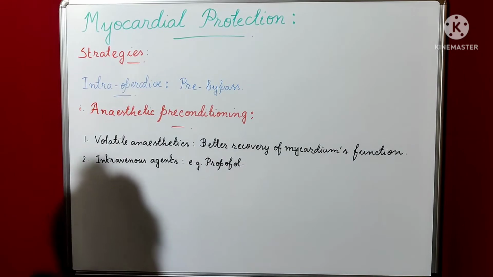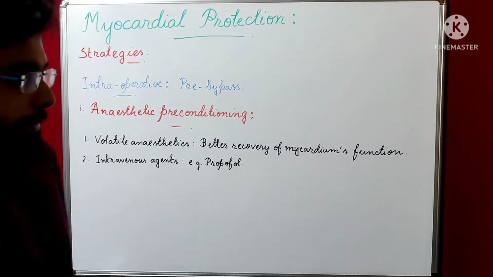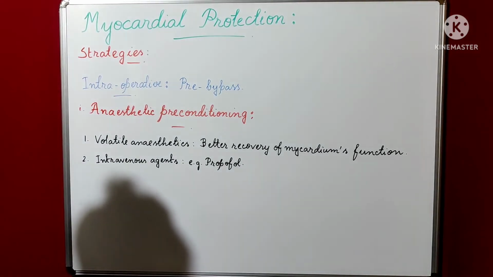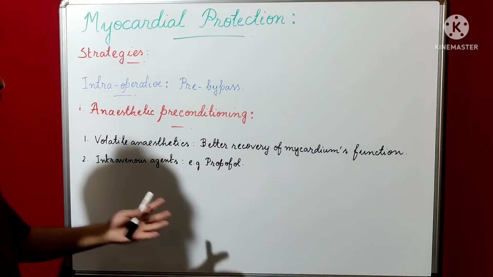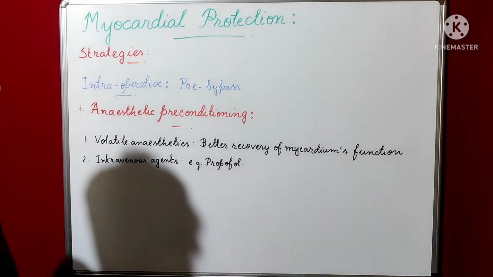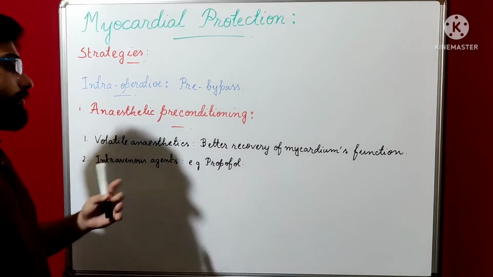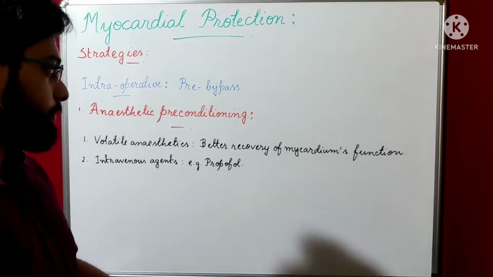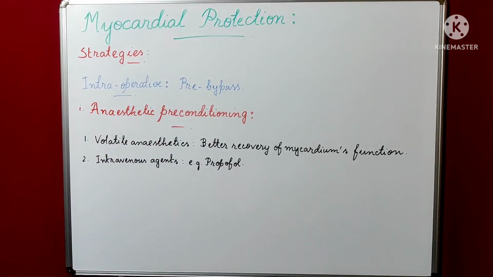The next phase is the intraoperative phase. Now the intraoperative phase can again be divided into three phases: pre-bypass, during bypass, and after the bypass or post-bypass phase. In the pre-bypass phase, the protective strategies which are taken are usually from the anesthetic side, and this is called anesthetic preconditioning.